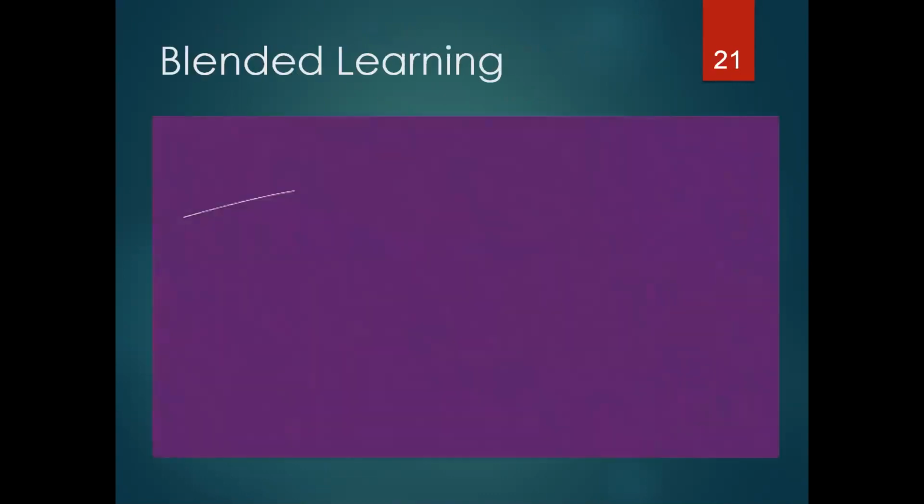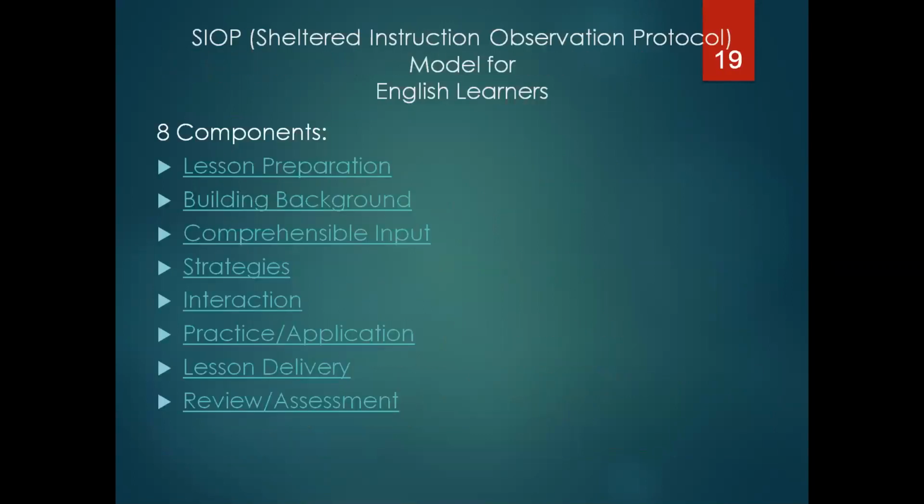So SIOP, I want you to take a look at that on your time. It's definitely something you should get to know, the 8 components of Sheltered Instruction Observation Protocol. It says it's a model for English learners, but anything that's good for English learners is good for all kids. Because guess what? We're all learning English. We all are. Doesn't matter what grade you're in. Doesn't matter what your first language was. We're all learning it. I mean, why are we still teaching 12th grade English, right? So it's for English learners, which is all of us.